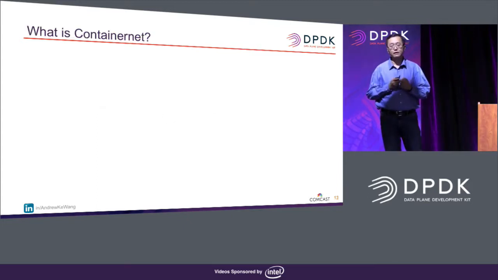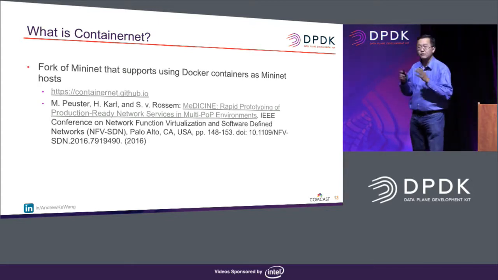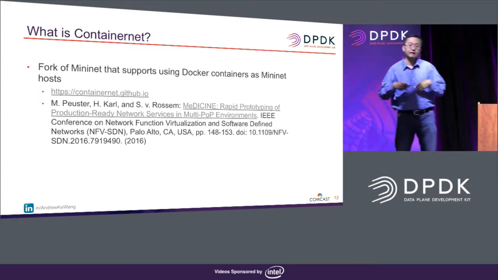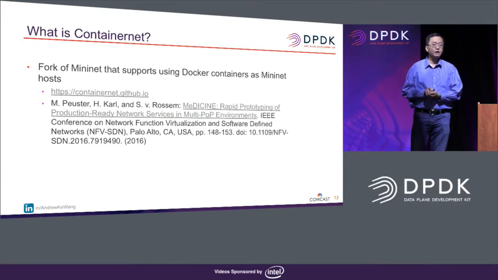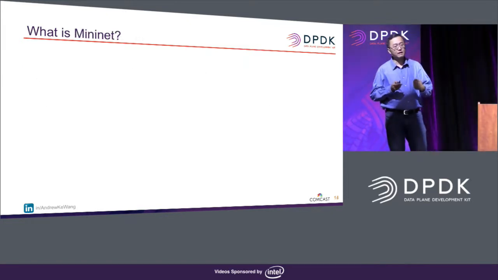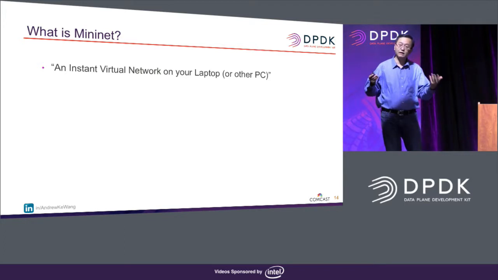So what is Containernet? The best definition is that Containernet is a fork of the Mininet project that supports Docker containers as a Mininet host. So this is the work where Containernet was first introduced. Then, of course, since we are doing this kind of definition, it begs the question, what is Mininet? Well, Mininet, from their website, is something that can bring an instant virtual network to your laptop or other PC.